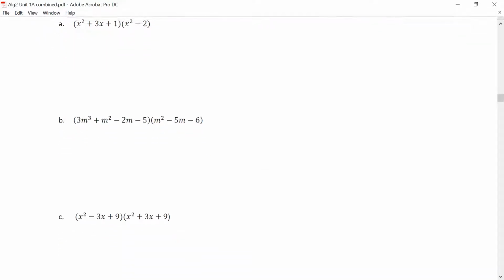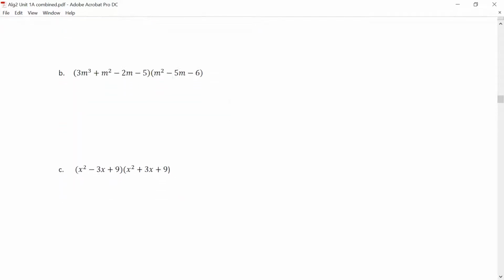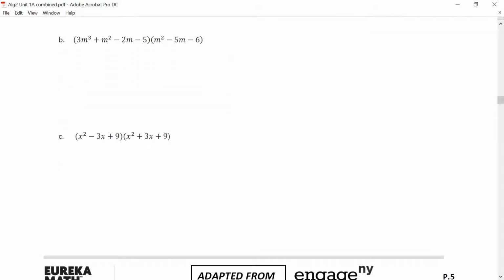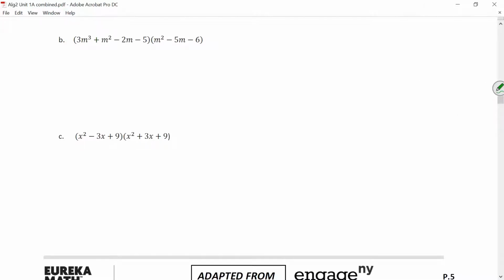So I want to try this one, and this says use the tabular method to multiply and combine like terms in standard form. Okay, and watch your like terms. I'm going to do letter B. Okay, that one looks kind of scary and one that's bigger than I've seen in this video so far. Okay, I'm doing this one.